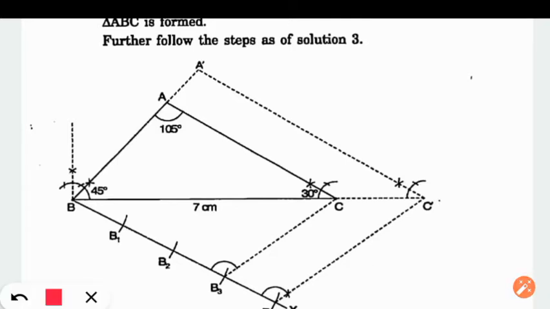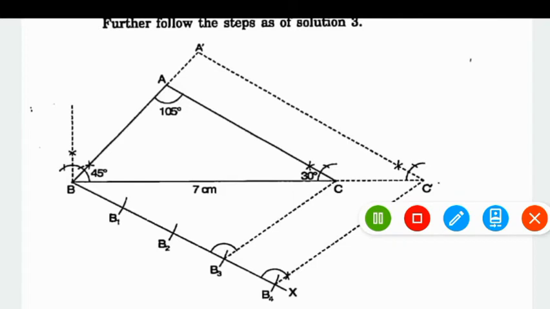Now at the point C, what is the angle? Angle is 30 degree. We have calculated. So at the point C, 30 degree is drawn. Now how to draw 30 degree? 30 degree is the half of 60 degree. Now as I told you how to.